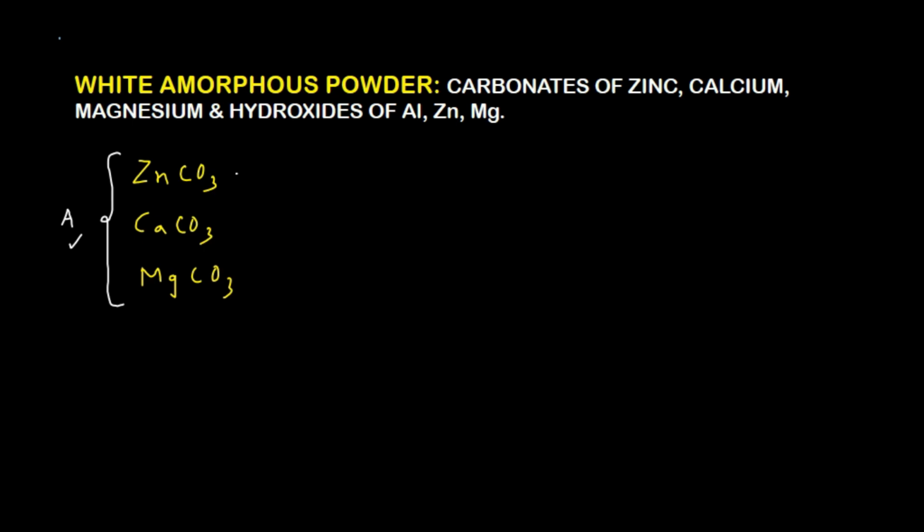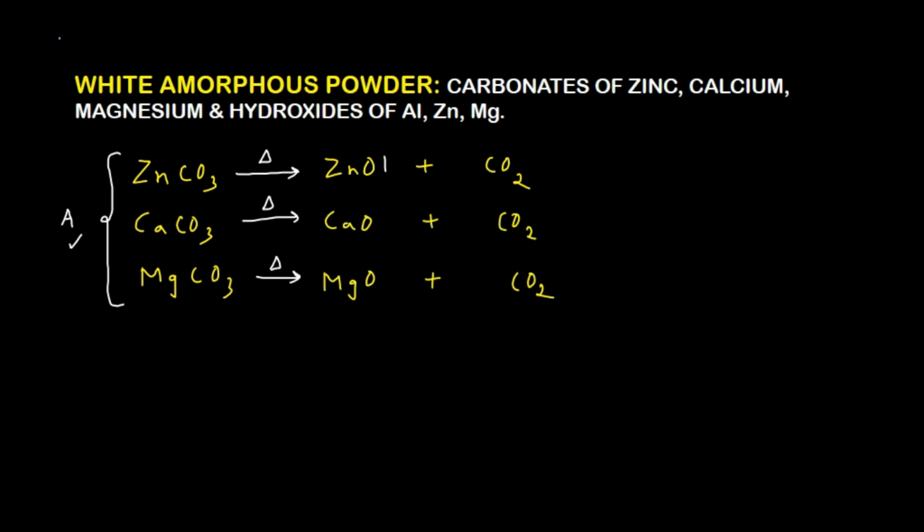So what we can do is heat all these compounds. I'm heating them all, and then I'm getting zinc oxide plus carbon dioxide, calcium oxide plus carbon dioxide, and magnesium oxide plus carbon dioxide. These three are molecules formed in the different reactions, and they are basically carbon dioxide gas. It is now confirmed that compound B is nothing but carbon dioxide gas. B is carbon dioxide. Now you need to decide which one of these three is possible.